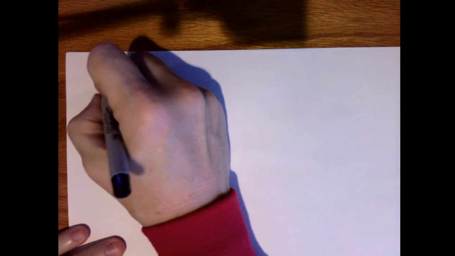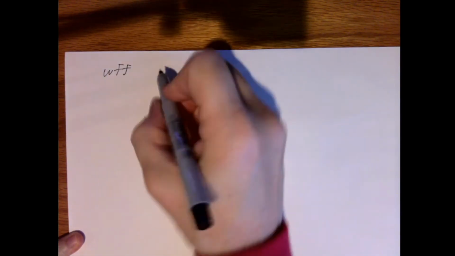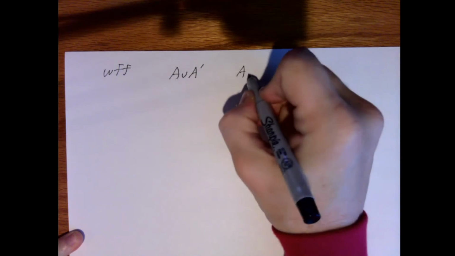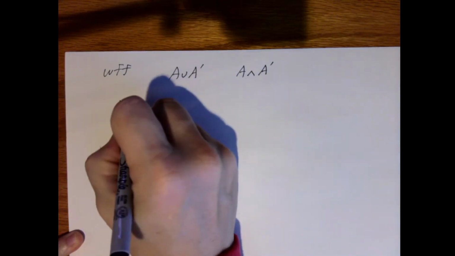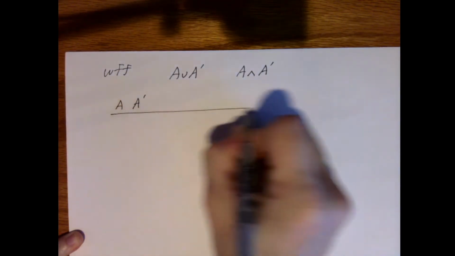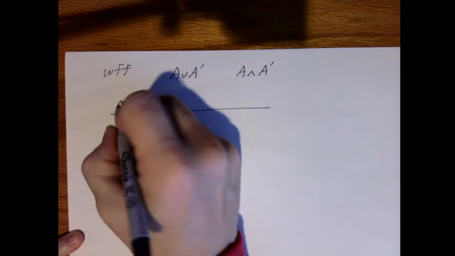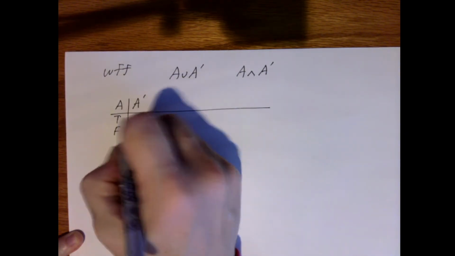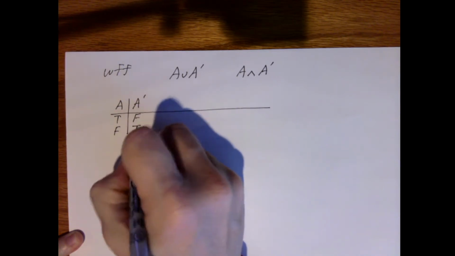In my last video, we talked about well-formed formulas. Okay, so let's look at a couple of these. Let's look at A or not A, and also A and not A. So let's construct the truth tables. A could be true or false. That means not A would be false here and would be true here.